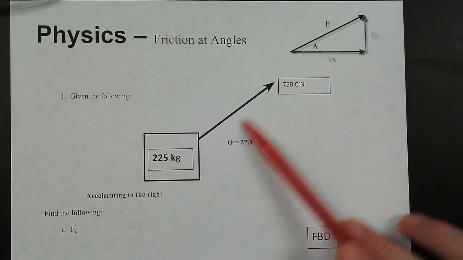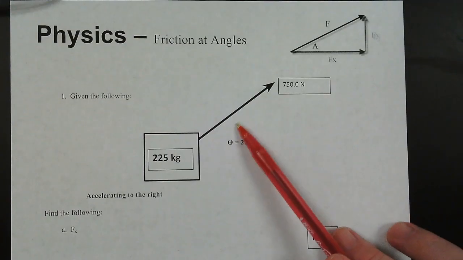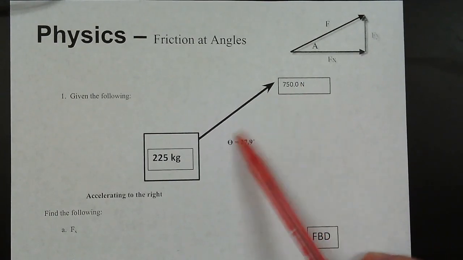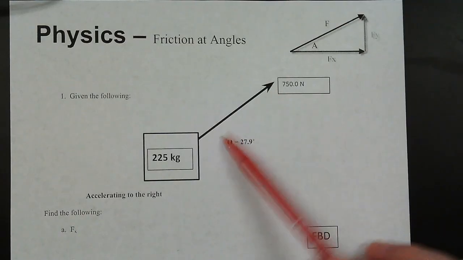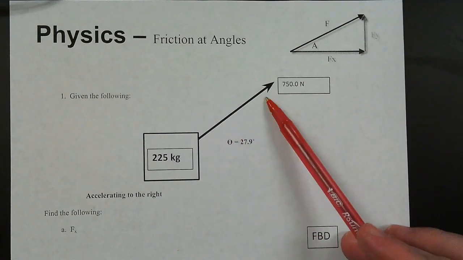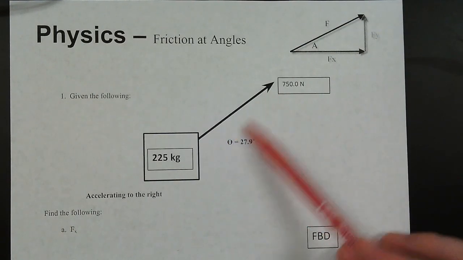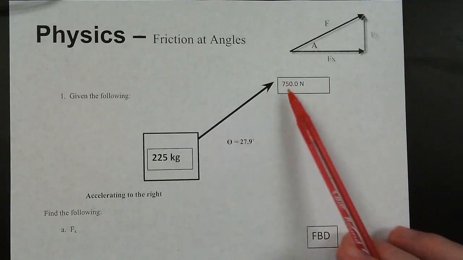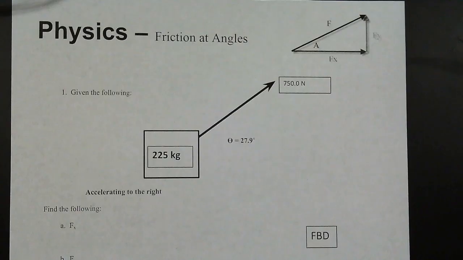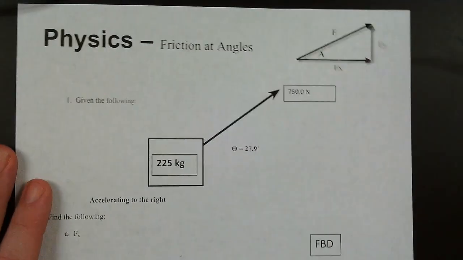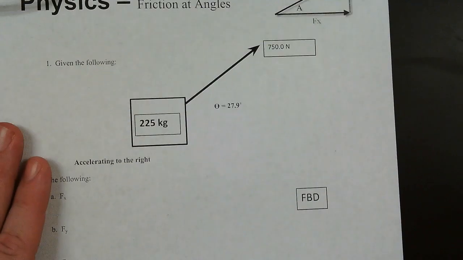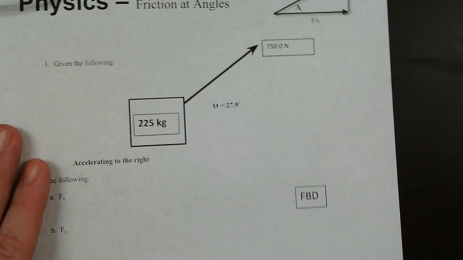This is the only time this force is going to be used. The force at an angle, this 750 newtons for this one, is only going to be used at the very beginning and only to find the X and Y components. Never again in the question. This only gets used once. So let's use this one as an example and break it into its X and Y components, and then we will go ahead and draw our free body diagram.